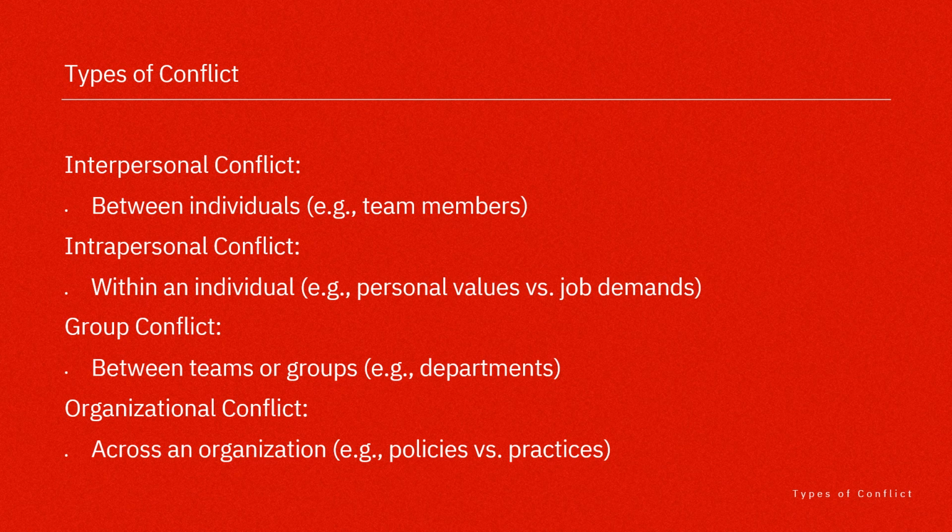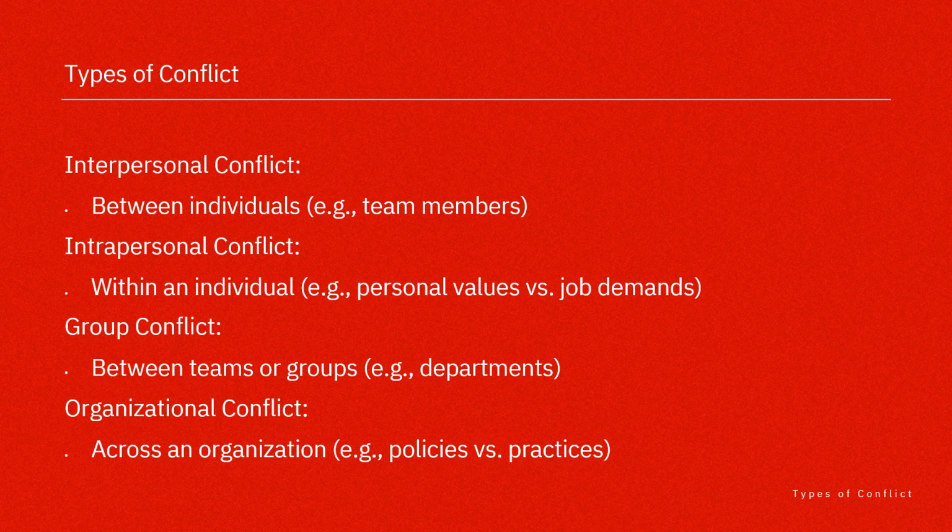The next is an intrapersonal conflict. This will be an individual having a conflict within themselves. For example, your personal values might be in conflict with something that you're doing or what your job demands of you. This is going to be a kind of inner turmoil you're feeling.